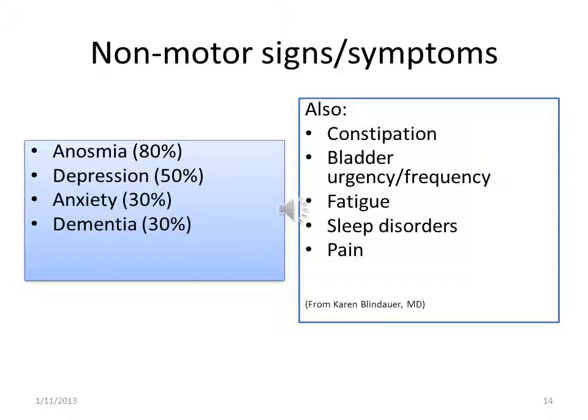People frequently also have the things that are on the right side of the screen: constipation, bladder urgency, and fatigue, as well as sleep disorders, and those things can go together. People who have bladder urgency and frequency have to get up to urinate during the middle of the night, and so they're typically going to be tired. Pain is also possible to be found in people with Parkinson's.